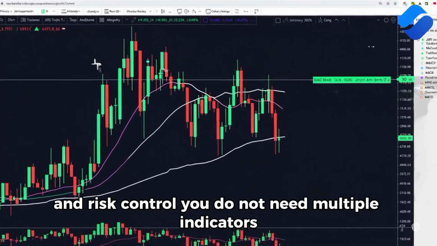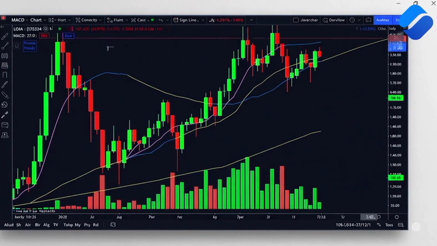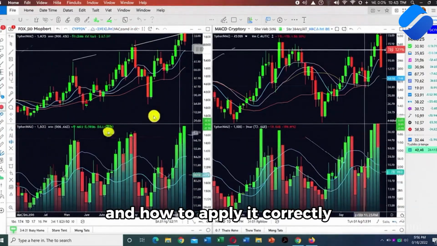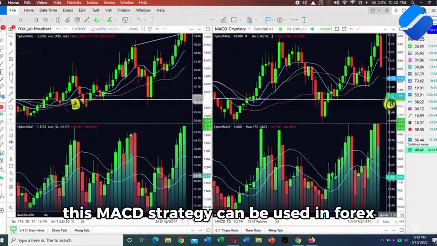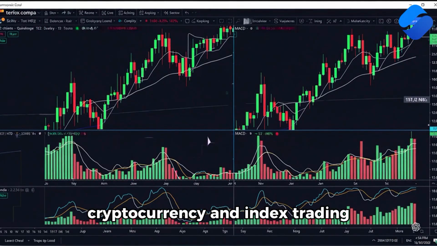You do not need multiple indicators. You do not need advanced price action knowledge. You only need to understand how MACD works and how to apply it correctly. This MACD strategy can be used in forex, cryptocurrency, and index trading.